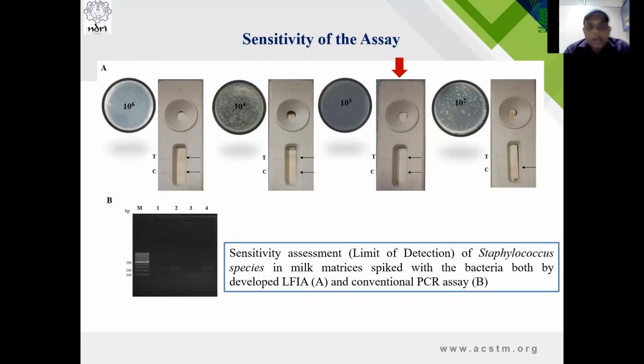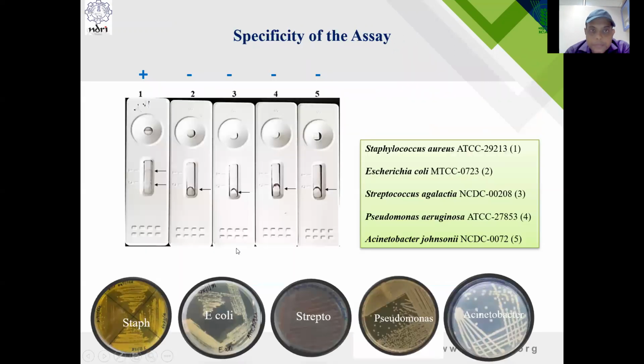So now coming to the sensitivity of the assay. As we know, for any assay developed, sensitivity and specificity are the most important factors for a successful assay. We tested the sensitivity, and we can detect up to 1000 bacteria per ml, that is 10 to the power 3 CFU per ml. And we have seen this is similar to the sensitivity of conventional PCR based methods.